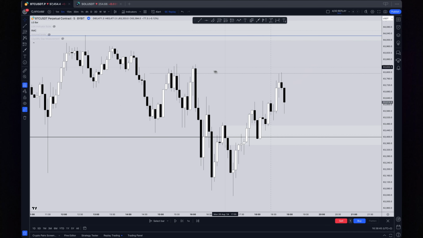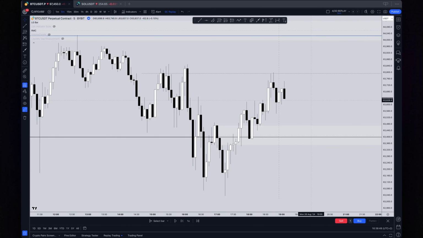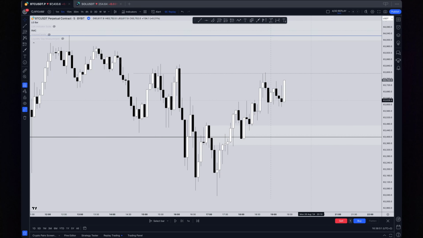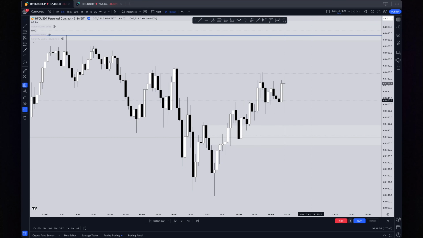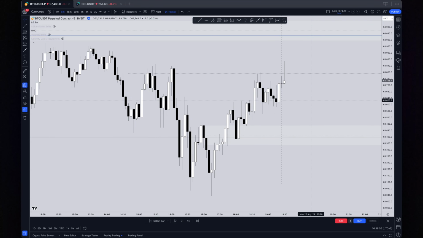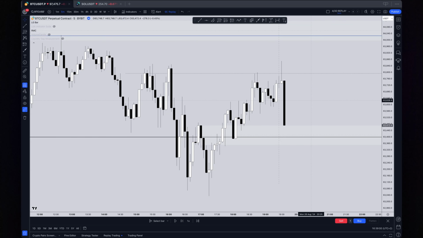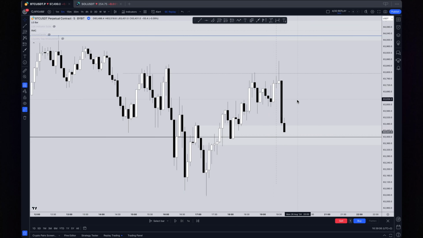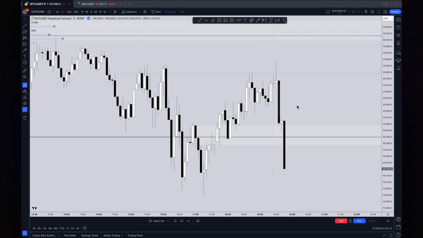Nice reaction. Where the LGC level is, but no sweep for us. Nice, nice spike that sweeps. And wow, very strong reaction. I want continuation, which I'm not getting yet. There we go.